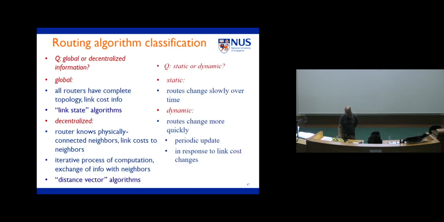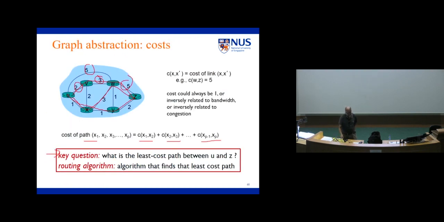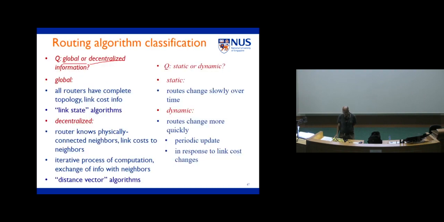For example, do we have global or decentralized information? If I say global, then this particular router U knows the topology of the entire network. It knows the entire graph. It knows that there is a U, V, X, Y, everything, and there are these links, and these are the cost of the links. That might be easy enough to do in a small network, but difficult to do in a large network, right? But things will be a bit quicker in this case.